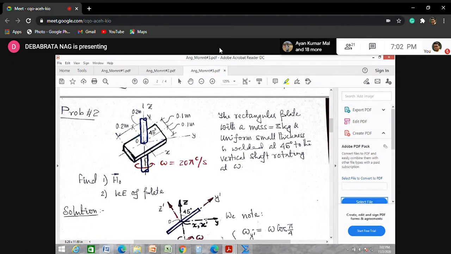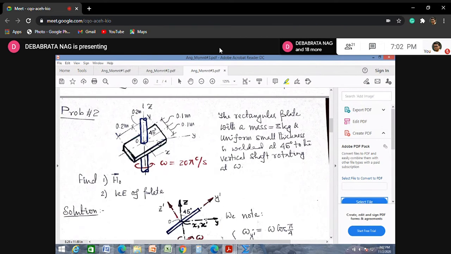And to this vertical shaft, a rectangular plate of very small thickness is attached. When I say plate, it obviously means its thickness is small, so it is a slab-like body. You remember we discussed the slab-like body in our mass moment of inertia chapter, the foundation chapter, the starting chapter. So we have a rectangular plate which is angularly attached to the shaft.